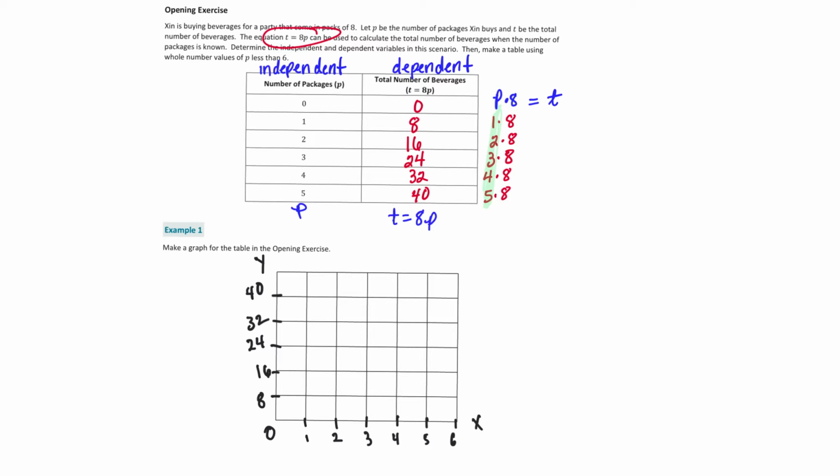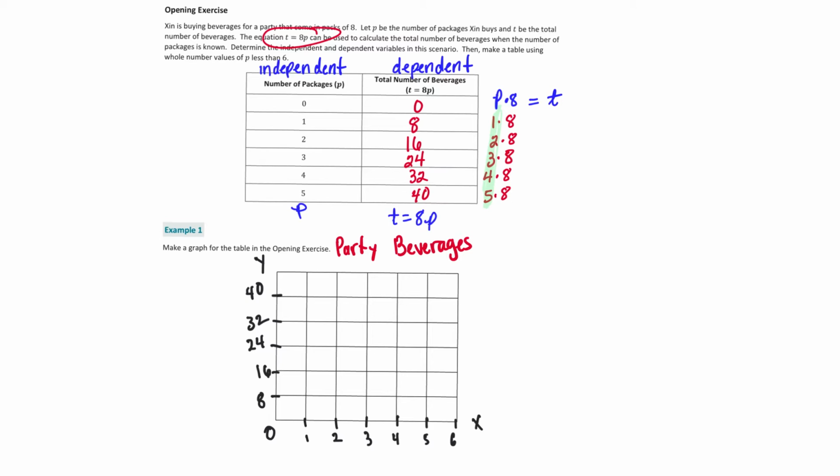Another important factor for your graphing is you must have a title. And what are we talking about? Zin is buying packages of beverages for his party. So we can say, you can make it any title as long as it's related to the problem that we just had.